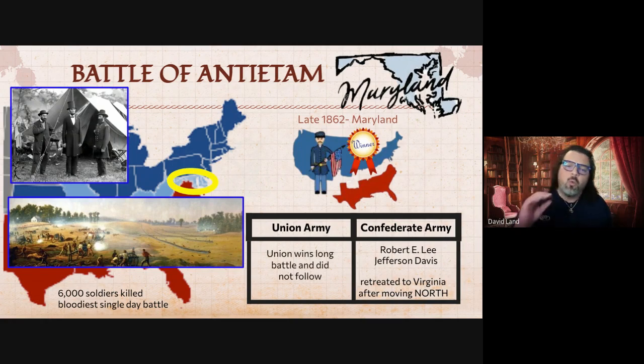Now, the Union wins a long battle, and they don't chase off after the Southerners and the Confederates going south. They let them be. Now, look at that picture right there. That's a very famous picture of Abraham Lincoln meeting General George McClellan after the battle was done. That's one of the first pictures of war from the Civil War. Now, this battle took place in a super big field in Maryland at Antietam. Now, the reason why Antietam is so big is because it leads Lincoln to see with his own eyes what war is really like. And what he does next is a big deal.